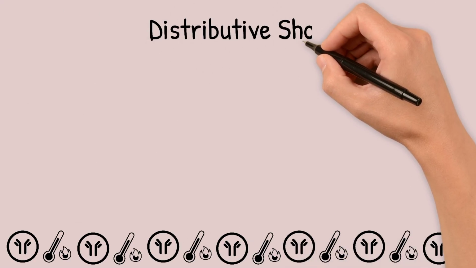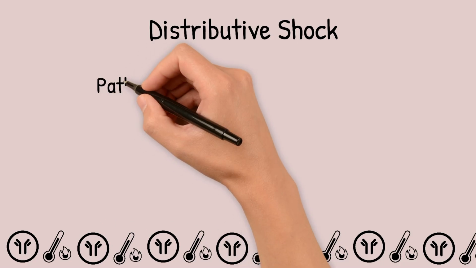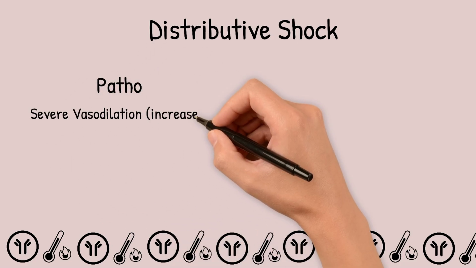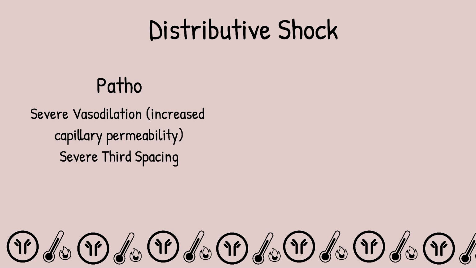Next up is distributive shock. We actually have 3 different types of distributive shock. The reason why we have 3 very different types of shock in distributive shock is because the patho at the end of the day is all the same. For distributive shock, we have a severe vasodilation, which is caused by an increased capillary permeability, leading to severe third spacing, or fluid going into the tissues where it should not be, and out of the vascular space, causing hypotension.